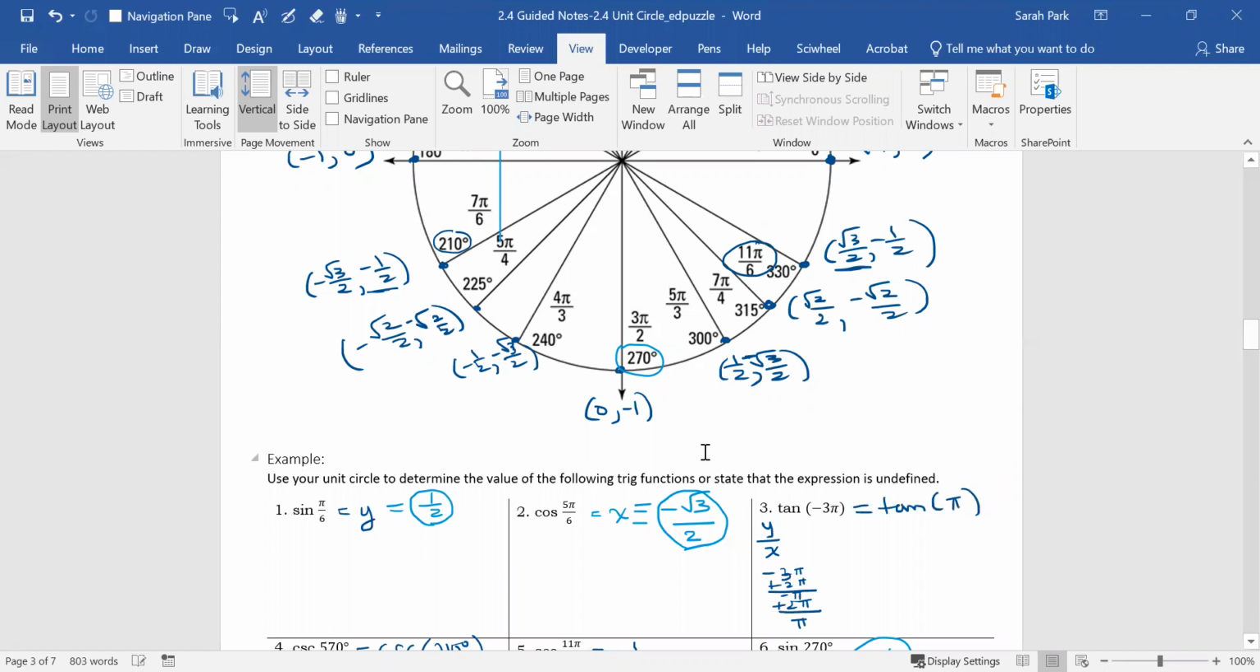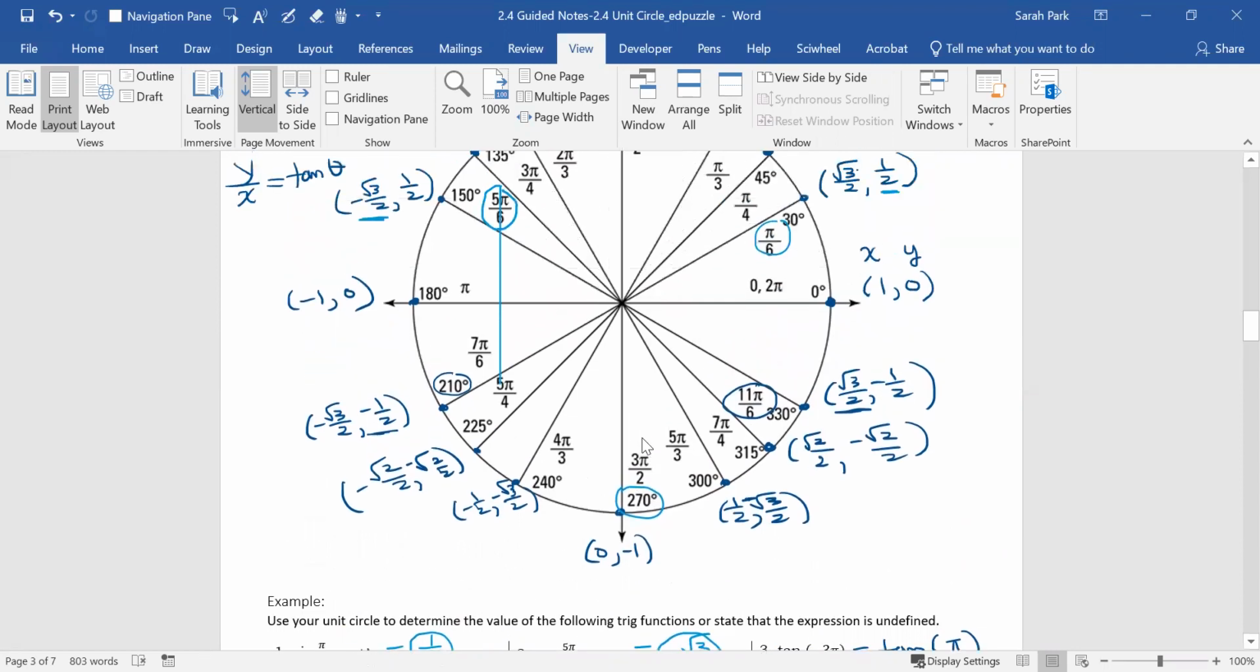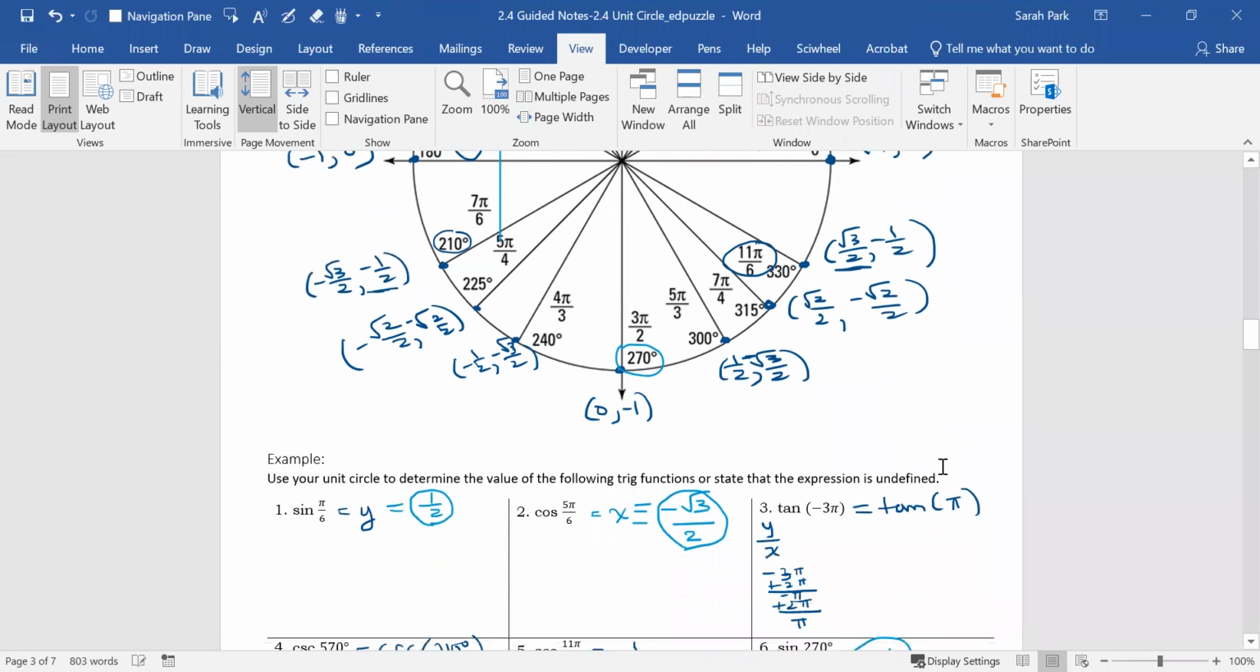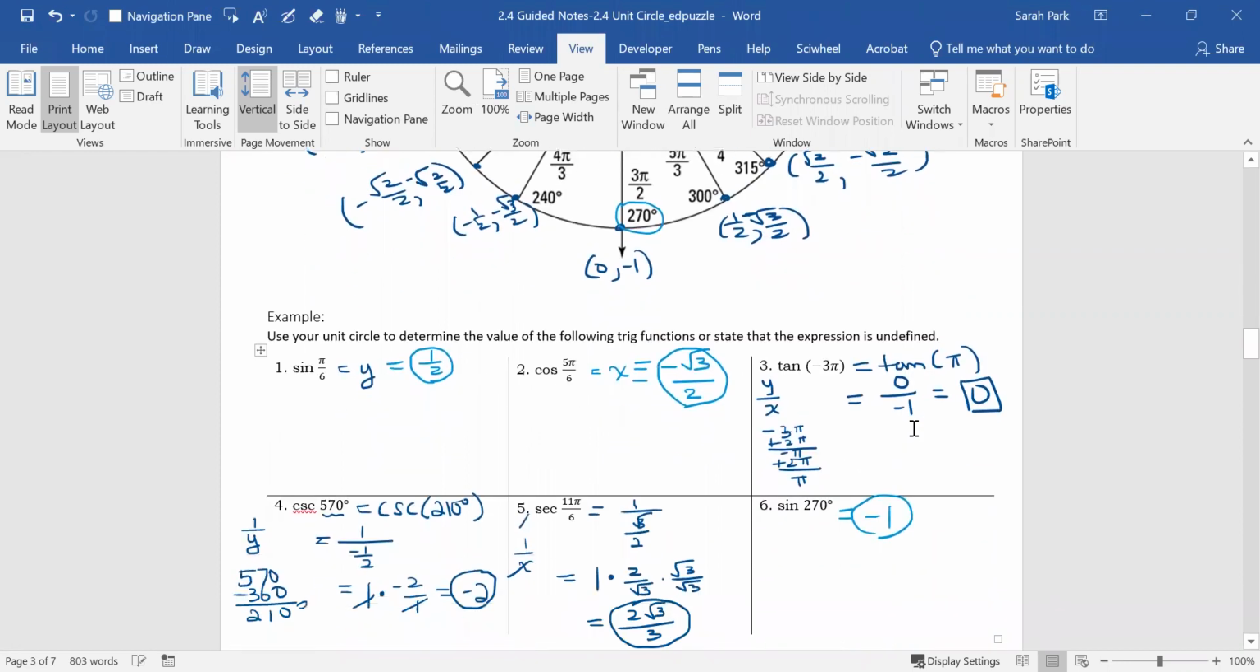So let's look at where pi is on the unit circle. Pi is right there. And here's the x and the y coordinates. So we're going to take the y value, 0, divided by the x value, which is negative 1. And 0 divided by negative 1 is 0. Okay, so that's how we can use unit circles to determine the value of any trig functions that are on the unit circle.